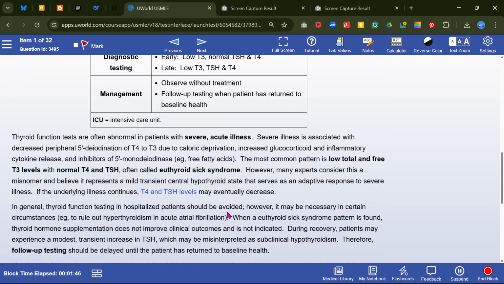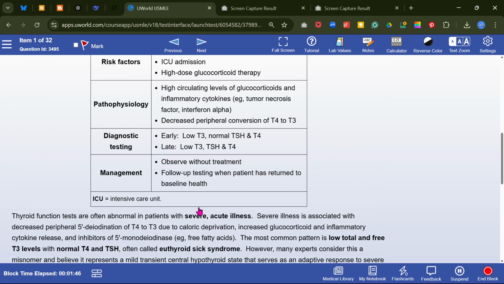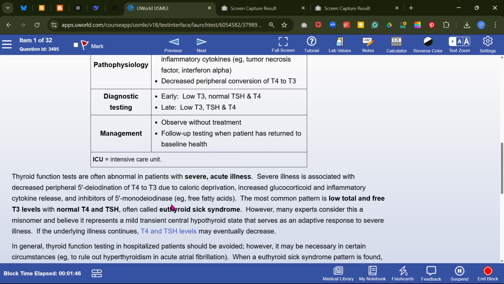Okay, it's euthyroid sick syndrome. Thyroid functions are often abnormal in patients with severe acute illness. Severe illness is associated with decreased peripheral 5' deiodination of T4 to T3 due to caloric deprivation, increased glucocorticoid and inflammatory cytokine release, and inhibitors of 5' monodeiodinase, such as free fatty acids. The most common pattern is low total and free T3 levels with normal T4 and TSH, often called euthyroid sick syndrome.